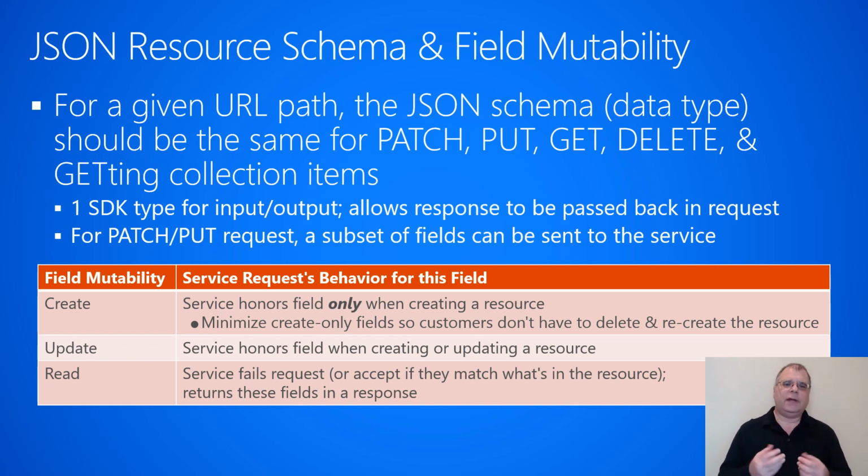In other words, in our client library, we want to define one SDK type or data structure, and we want it to be used as the output when doing a get operation, and we want it to be used as the input when doing a patch or put operation. This allows the customer or the client code to easily get something, modify some fields in it, and then go and patch the thing right back.